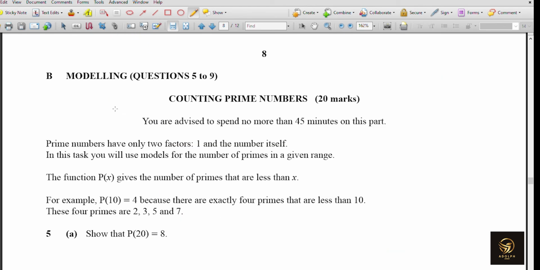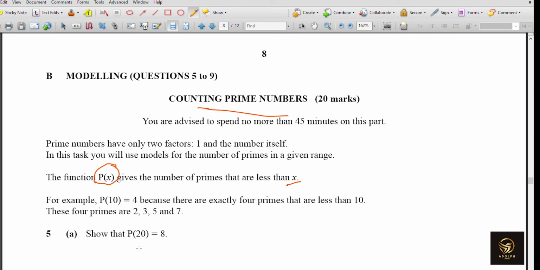So we are going to solve that part B, modeling. Counting prime numbers is the topic. Prime numbers have only two factors, 1 and the number itself. In this task you will see models for the number of primes in a given range. The function p of x gives the number of primes that are less than x. So if you take any number, how many primes there are before it, lesser than that, is denoted by p of x here.